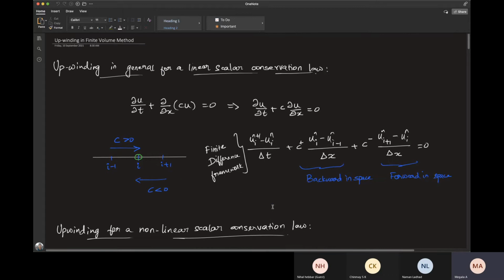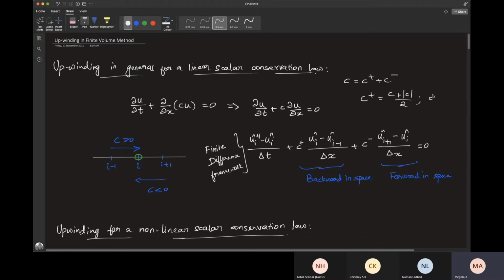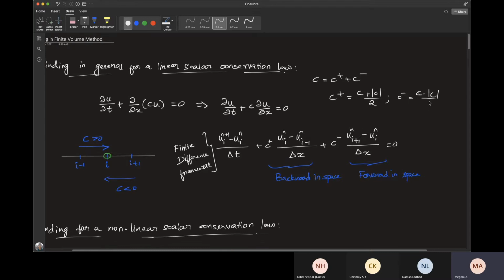So let us first look at the linear conservation law. For the linear conservation law, this is the way we did upwinding. We split C into positive and negative quantities: C as C plus plus C minus, where C plus is C plus mod C by 2, and C minus is C minus mod C by 2.